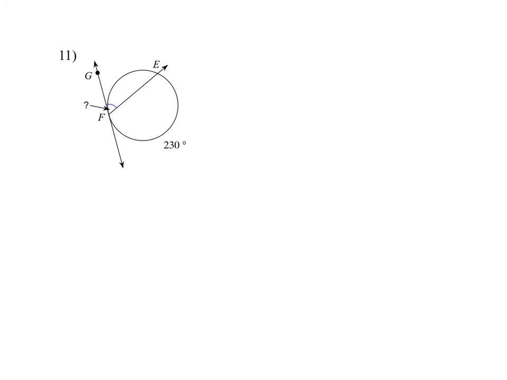Now, I have that this arc over here is 230. So that means that this one right here, arc FE, equals 130, so we can complete the 360. So the measure of angle GFE equals half of that, so 130 divided by 2, so it's just 65 degrees.